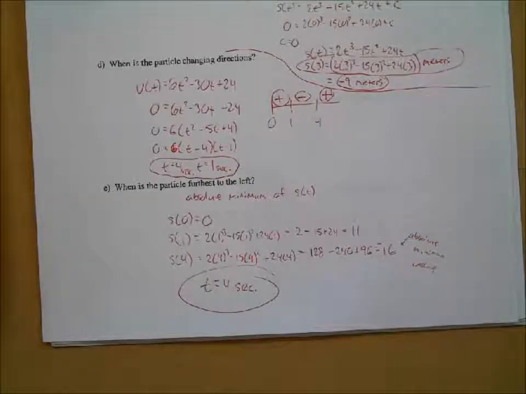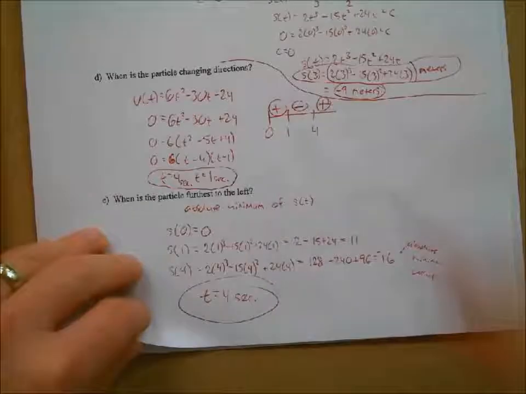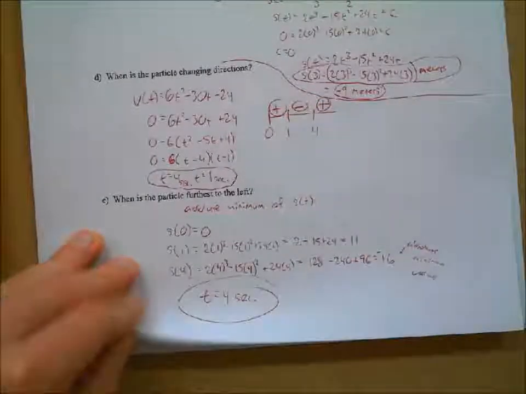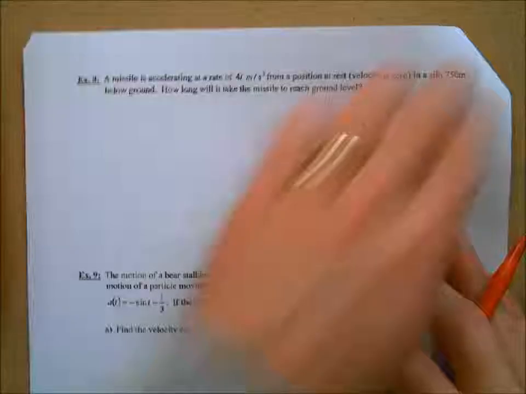So does that make some sense? Certainly 4 is a good candidate because it is a relative minimum. Could it be an absolute minimum? Possibly. All right, moving on here.